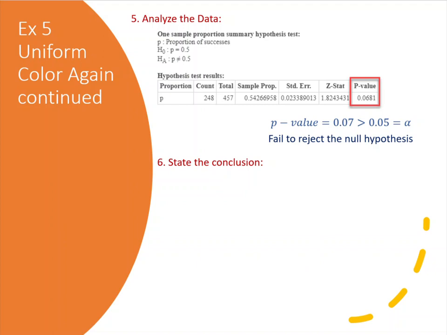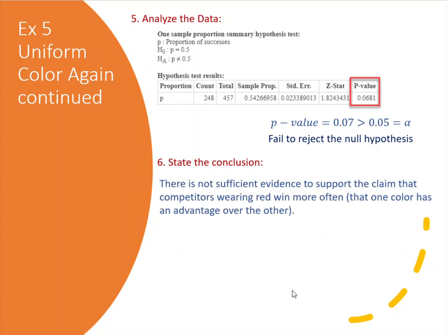So when I state my conclusion, if I keep the null, I'm actually going to throw out the alternative. We would say that there is not sufficient evidence to support the claim that competitors wearing red win more often. Remember that our conclusion, when we are failing to reject the null, or in other words, when I am keeping the null, is always stated in terms of the alternative. So this conclusion says that I don't have enough evidence to support the alternative, and that's how we state it.